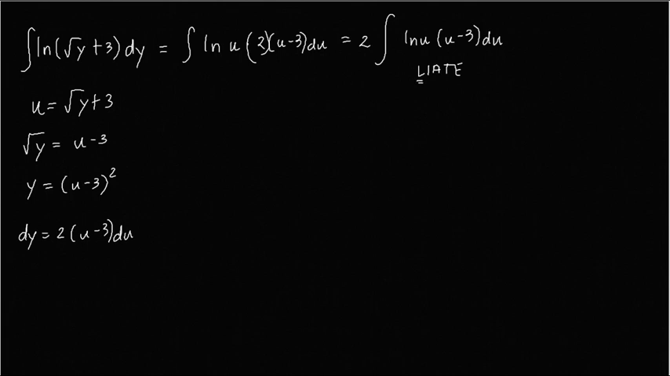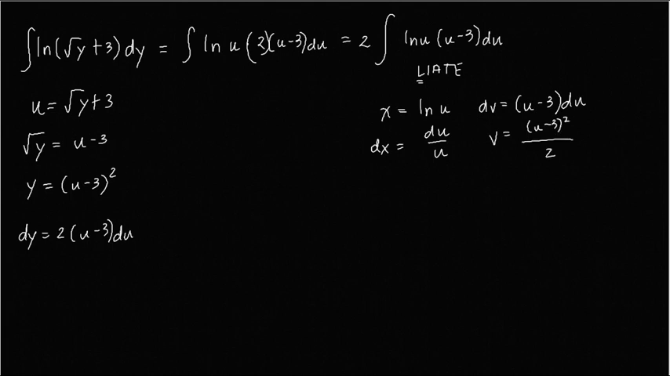So, we have, okay, ginamit na natin yung variable na yun, no? So, let's say x na lang muna. So, x is equal to ln of u. Then, dv is equal to the quantity u minus 3 du. So, the dx is equal to du over u. And v is equal to what? U minus 3 squared over 2.